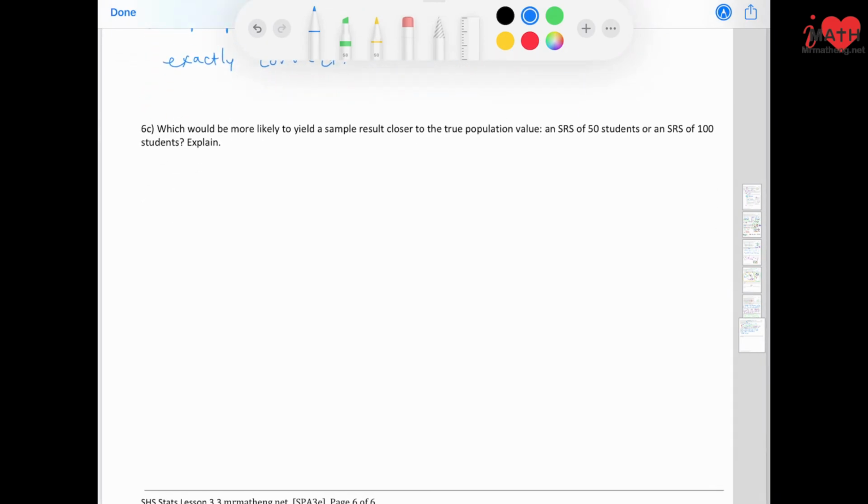Okay, and the last one. Which would be more likely to yield a sample result closer to the true population value? A simple random sample of 50 students or 100? Explain. So which one is bigger? Because of course you want to keep testing as many students as you can. I would love to test all 2,000, but time and money. So I'm going to choose the 100.